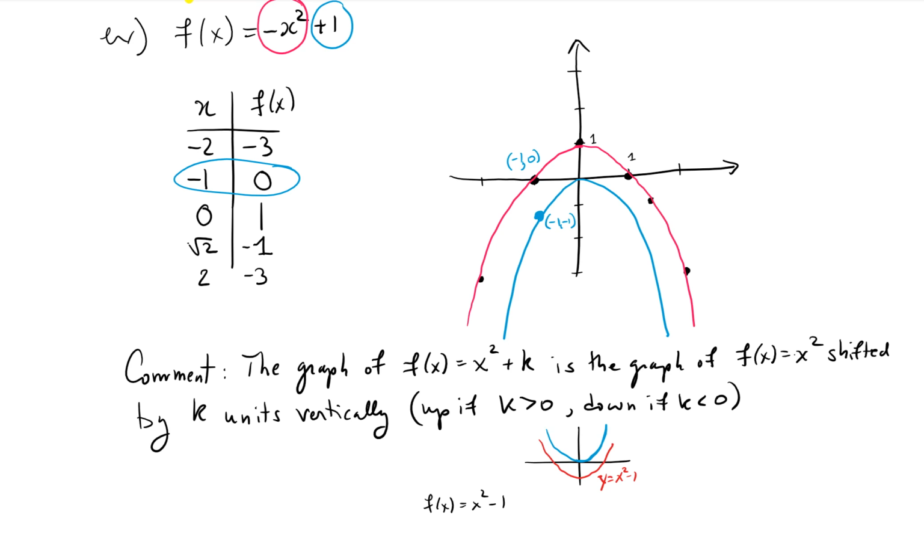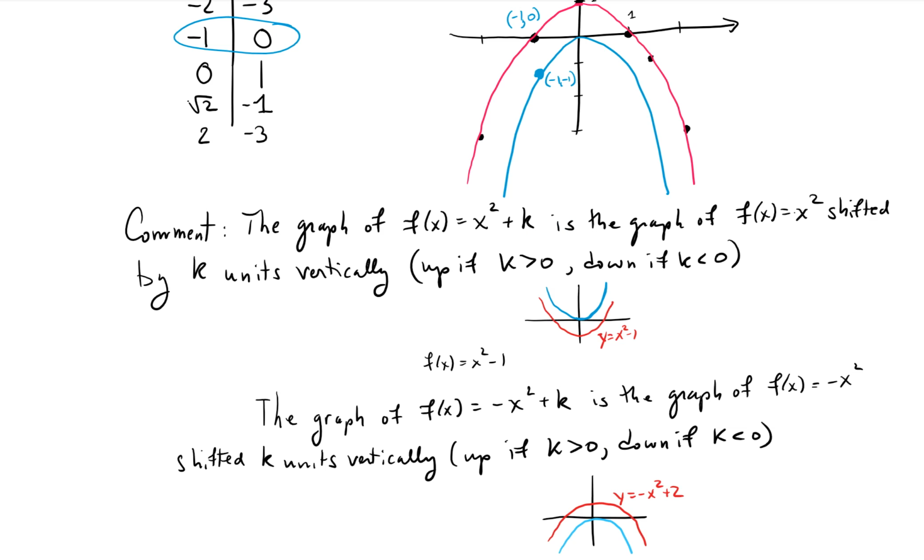Similarly, if you have f of x, which is minus x squared plus k, you're going to shift the graph of minus x squared k units vertically. Here we go. And I've illustrated this with an example where I have minus x squared plus 2. It would be concave down, but it would be a little bit higher than the graph of minus x squared.